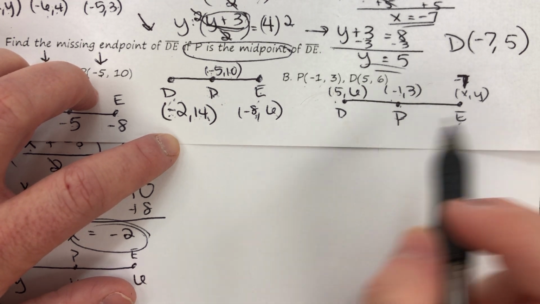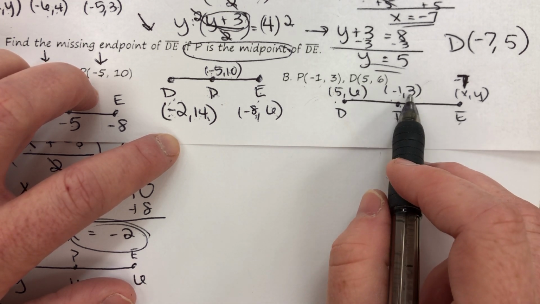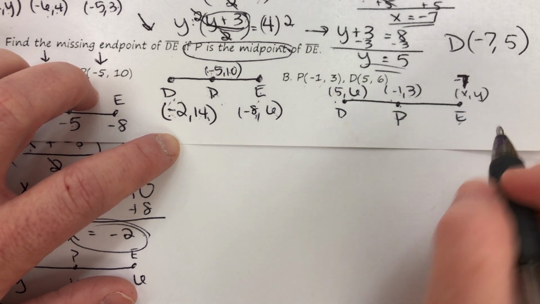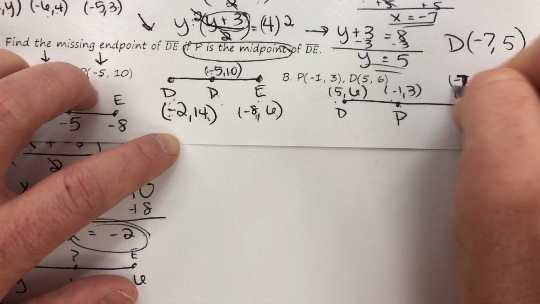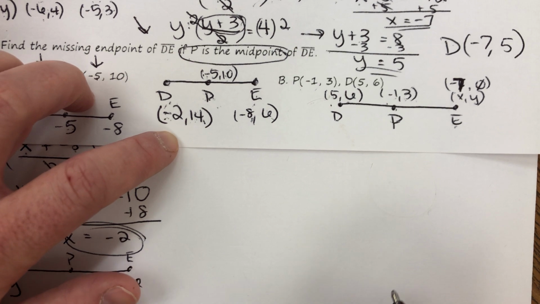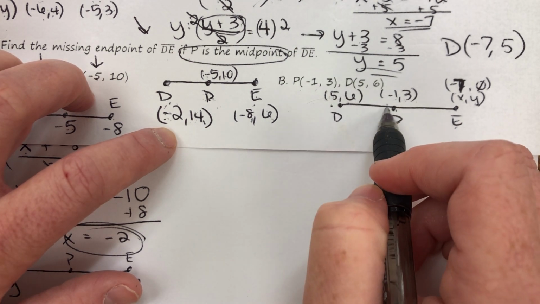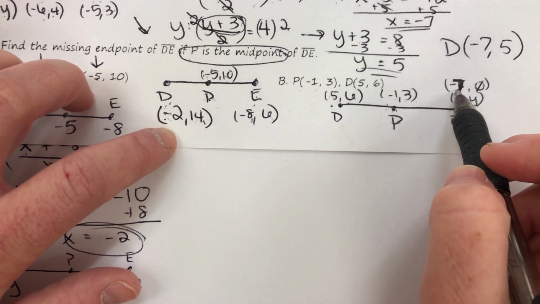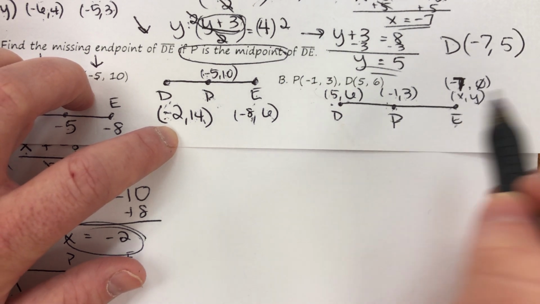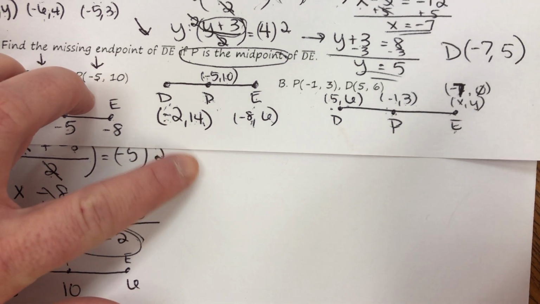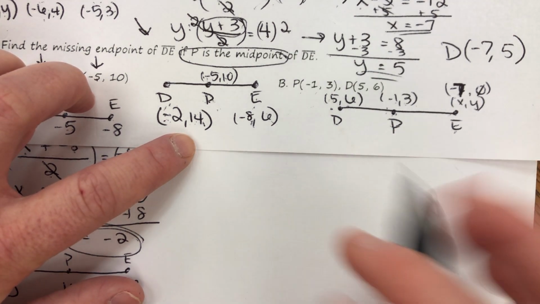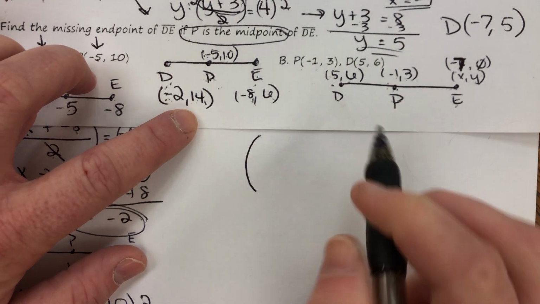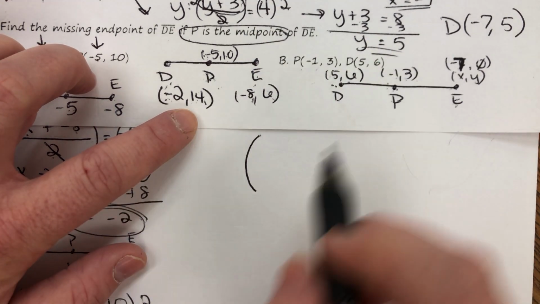And then for our y values, same thing. What did I do to get from 6 to 3? I subtracted 3. So to get from 3 to y, if I subtracted 3 again, I'd get 0. Right? So using just kind of thinking it through here, whatever I did to get from here to here has to be the same as here to here, since P is the midpoint. I should end up with a point at -7, 0.